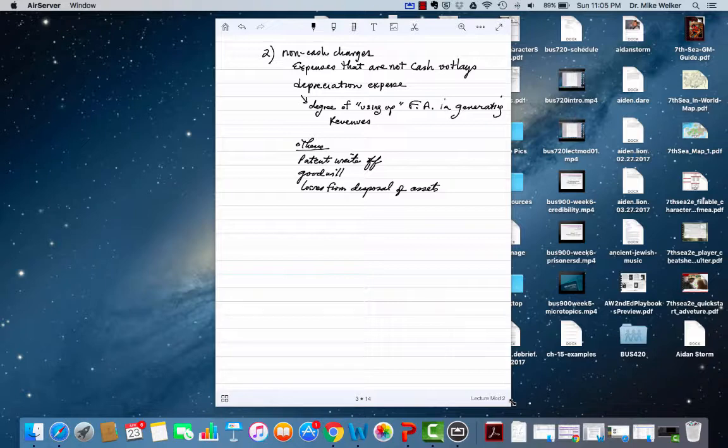Okay. And what we have to do is adjust accounting earnings back to a cash flow basis. So all of the non-cash flow charges must be added back to net income. That'll get me back to cash flows.